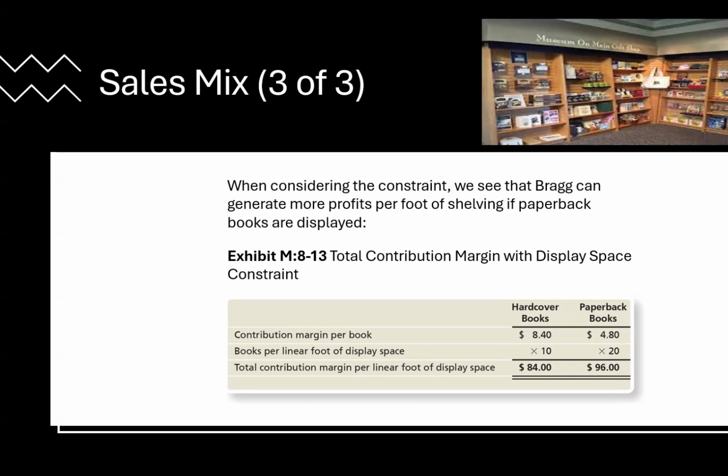But in this scenario, Bragg must also consider market preferences. What do airport shoppers prefer? Since Bragg can display twice as many paperback books as hardcover books, will the increased variety of titles boost sales and inventory turnover? Conversely, will Bragg lose sales if only paperback books are displayed? So these are additional factors that must be weighed when making sales mix decisions.